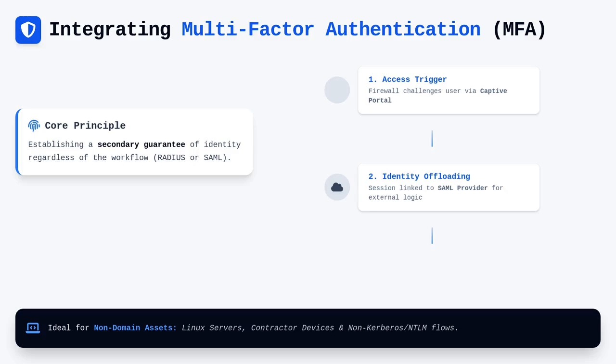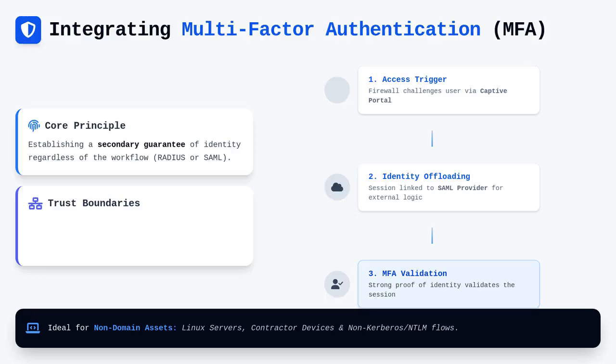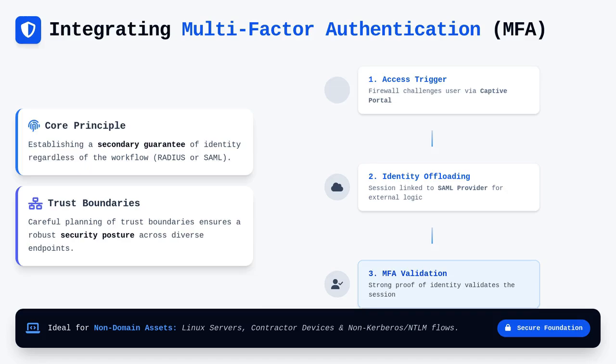This is particularly useful when mapping non-domain assets like Linux servers or contractor devices that operate outside of your internal Kerberos or NTLM flows. By requiring MFA at the point of network access, we create a stronger foundation for our security policies, ensuring that even if a device is compromised, the user session itself is validated. Implementing these alternative approaches requires careful planning of your trust boundaries, but it significantly elevates the accuracy of our identity-based security posture across diverse endpoint ecosystems.